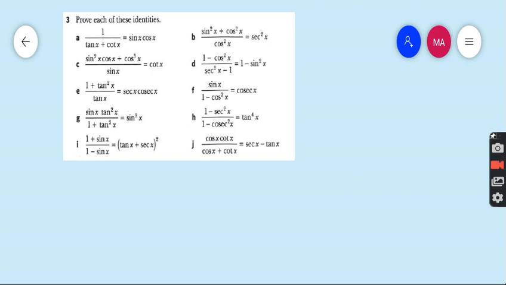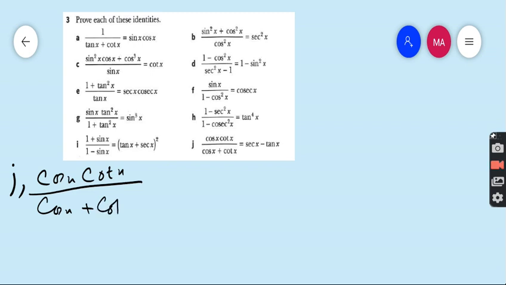So part J is what? cos x cot x upon cos x plus cot x is equal to sec x minus tan x. Very easy. Taking the left hand side, cos x into cot x is what? Cos x upon sin x.